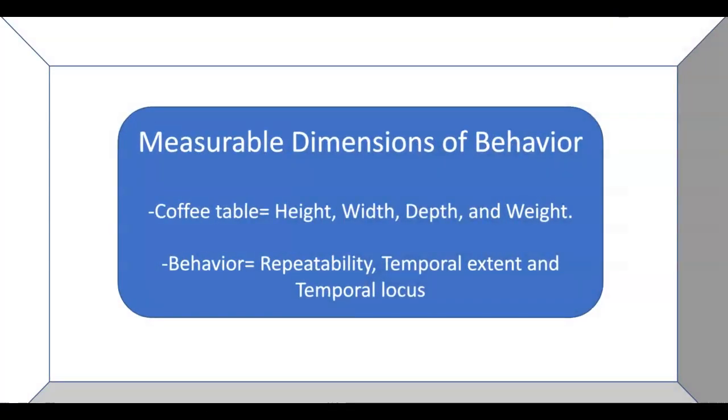So there are measurable dimensions of behavior. So for example, such as a coffee table, we need to know the measurement or the dimension of the coffee table. We look at the height, width, depth, and weight. When it comes to behavior, we look at repeatability, temporal extent, and temporal locus. Let's look at each of these.